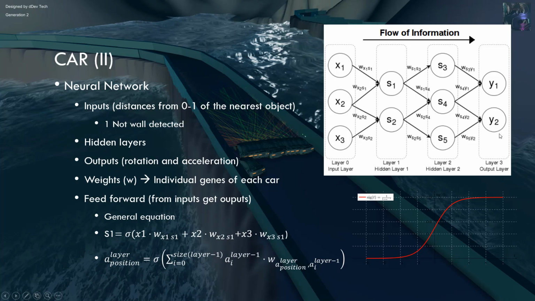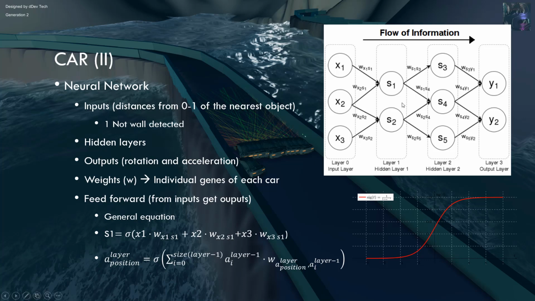Then we will have the outputs, which with the inputs and the weights will get an output. The outputs will be the rotation and acceleration from 0 to 1. So for example, the rotation, if it's between 0 and 0.5, will be rotating left, and from 0.5 to 1, rotating right. And depending on the value, it will be rotating more or less.